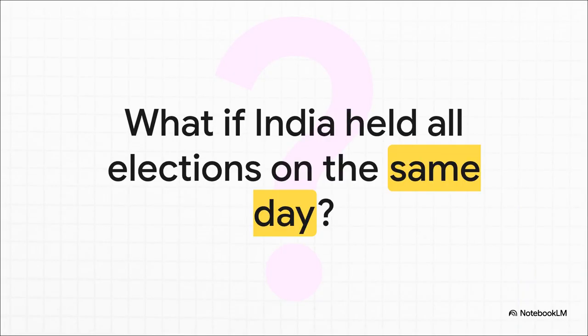So let's just imagine this for a second. What if, just once every 5 years, you walked into a polling booth and cast your vote for everything at the same time? Your member of parliament for the national government and your representative for your state assembly, all on one day. No more separate state elections sprinkled throughout the year. That, right there, is the core idea we're going to unpack.